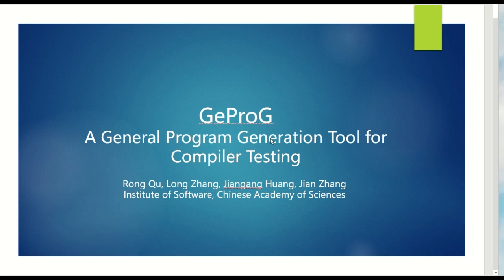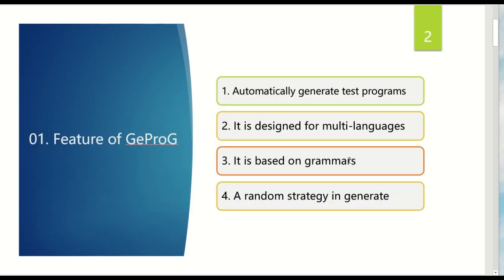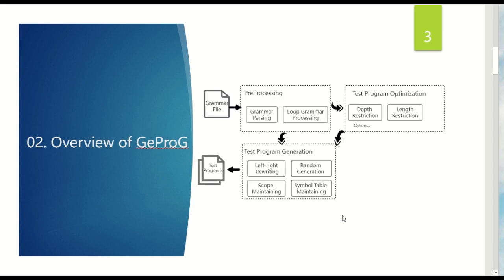This video is an introduction of the tool GeProG, a general program generation tool for compiler testing. GeProG can automatically generate test programs and is designed for generating programs for multiple languages. The generation is based on the grammar files of a language, and a random strategy is used in the process of generation.